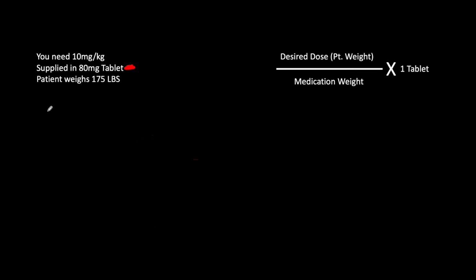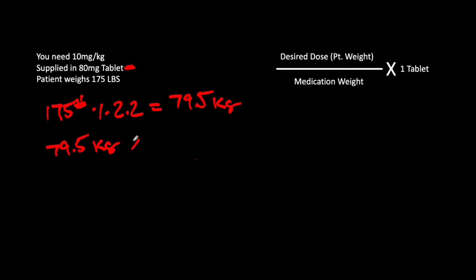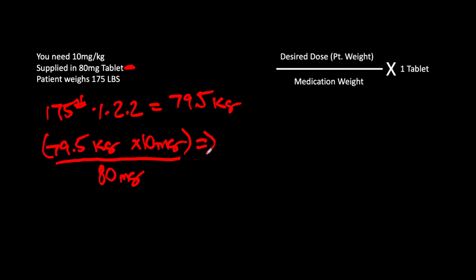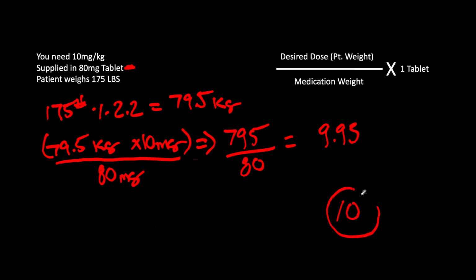So we'll start out with our patient weight. We'll take 175 pounds divided by 2.2. This is going to give us 79.5 kilograms. We'll take the 79.5 kilograms, multiply that by 10 milligrams, or our desired dose, and we'll divide that by 80 milligrams. This will give us 795 over 80. We'll divide that, which equals 9.93. I'm going to round this up to the nearest half or whole tablet, so this will give me 10 tablets.